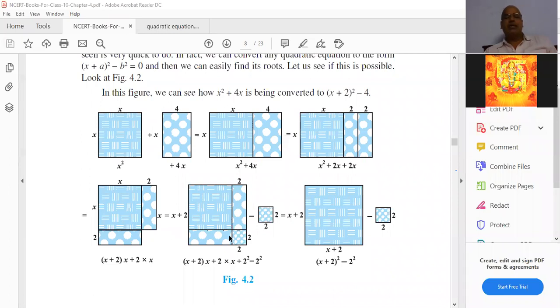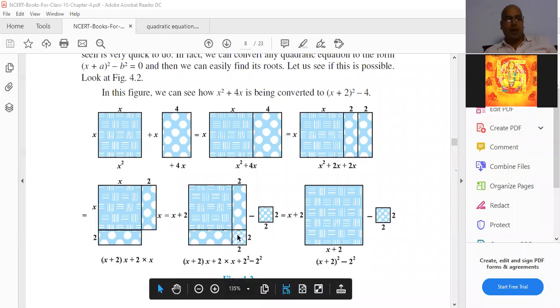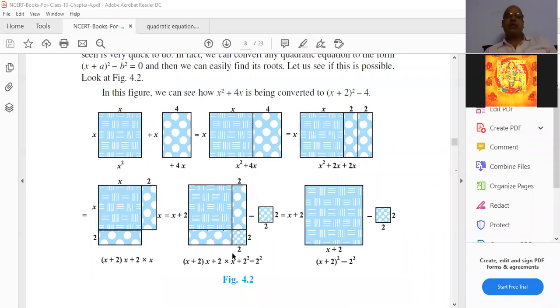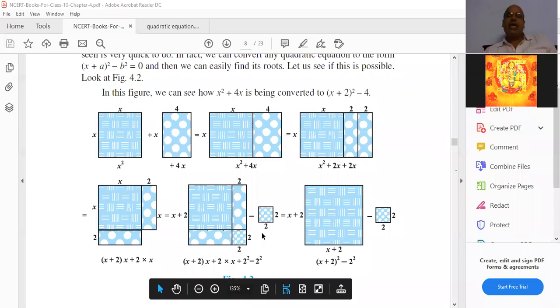That's why here I added that. This is the extra part I added. That's why the same I am subtracting, 2 into 2, square. 2 into 2 square I added to this, that's why the same I subtracted, 2 into 2 square. Then it becomes a whole square form. It becomes x plus 2 whole square minus 2 square. This is the meaning: x plus 2 whole square minus 2 square.